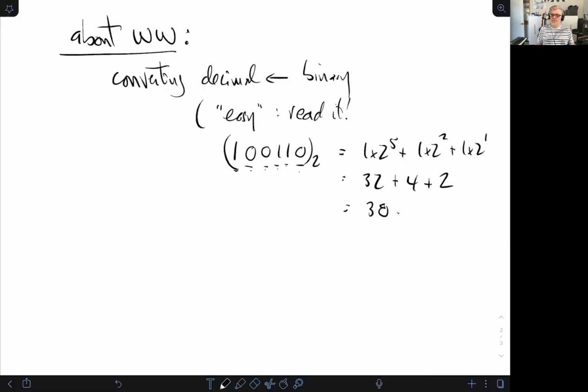So that's what I mean by converting from binary to decimal. You just basically expand the notation, what it's supposed to mean, right? Is that okay? All right.